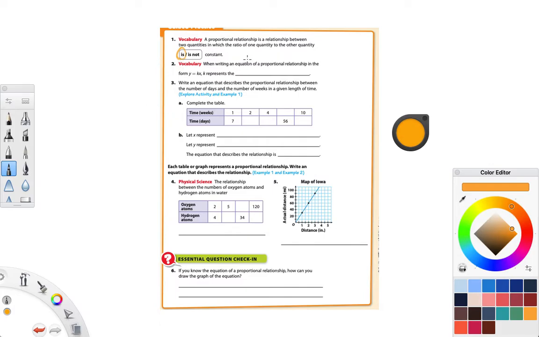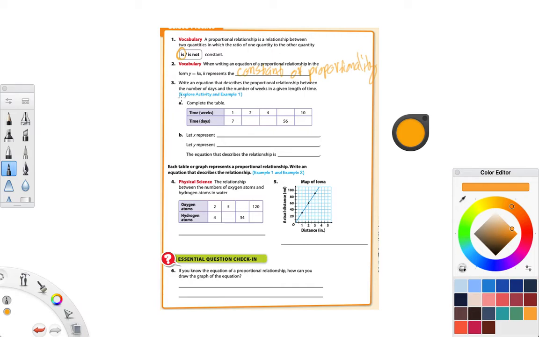When expressing an equation of a proportional relationship in the form y equals kx, k represents the constant of proportionality. Later on we'll call that slope, but the constant of proportionality is how the two quantities react with each other. Write an equation that describes the proportional relationship between the number of days and the number of weeks in a given length of time.